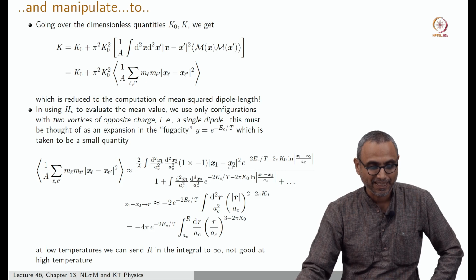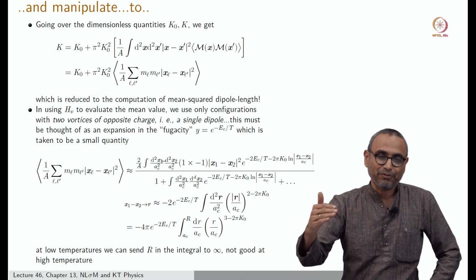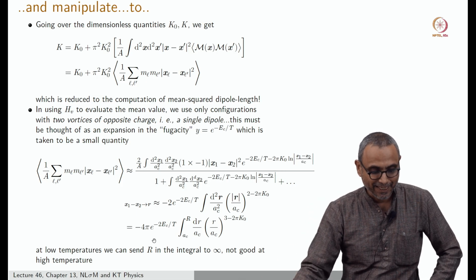So this is x1 minus x2, that is exactly this, and I just do this integral. And after some algebra, you will end up getting this quantity. So this is minus 4 pi times y squared times this integral here, from a core to R.